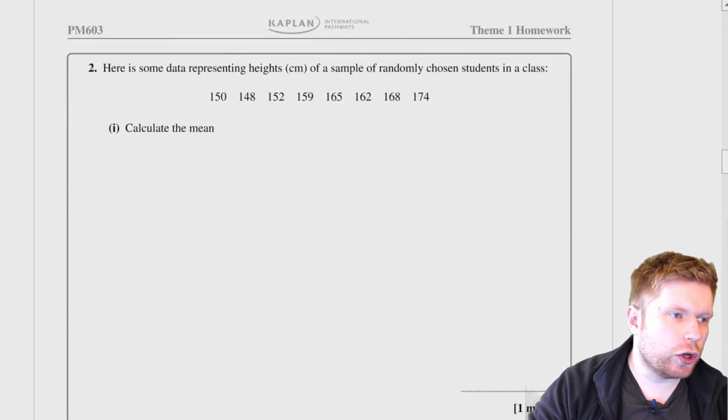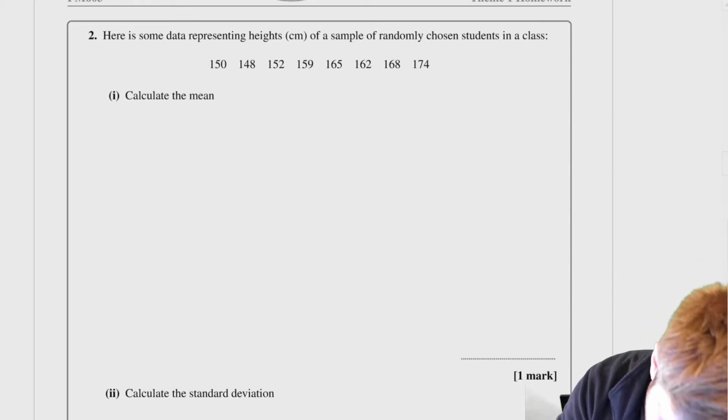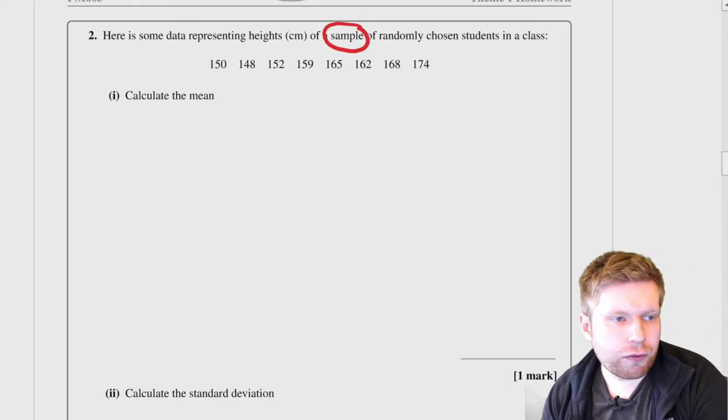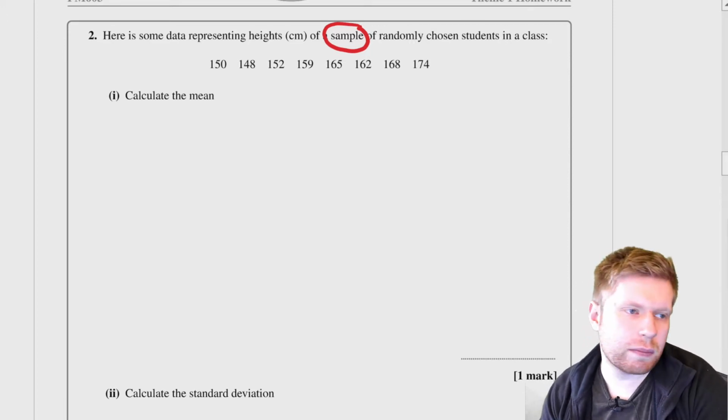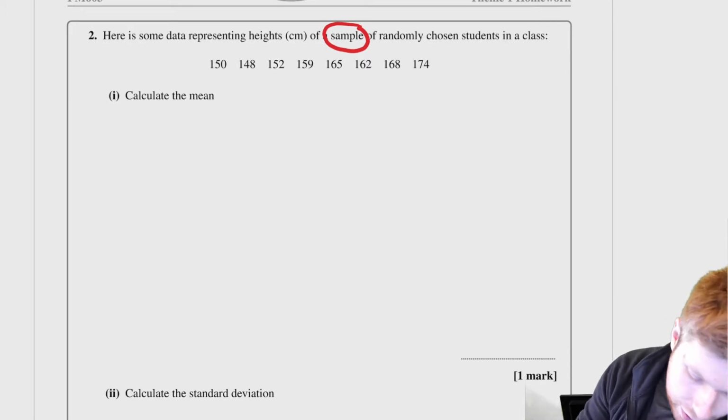Let's have a look at question 2. So I've given you some data here representing heights of a sample. Now I'm just going to put a ring around the fact that it's a sample because that will come in handy later, of randomly chosen students in a class. So it's a random sample and these are the heights of these students. I want to calculate the mean. Mean is very simple.